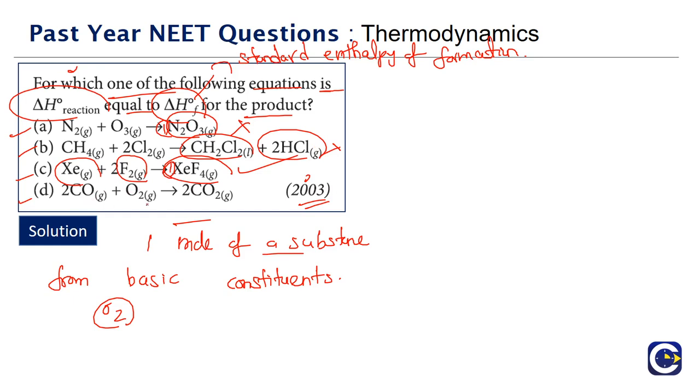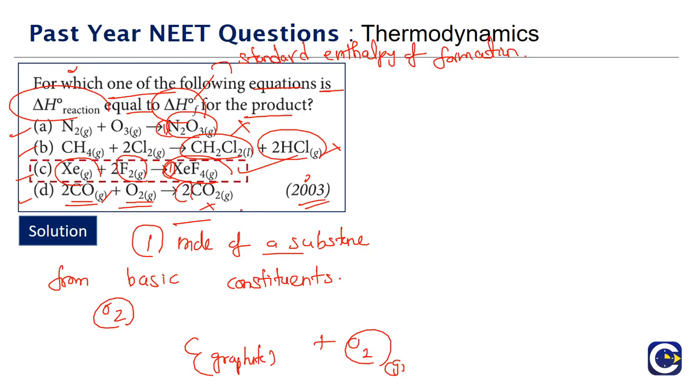Whereas if you go to option D, here we are forming 2 moles of CO2. Why is that wrong? Because we should always have 1 mole of the substance being formed, that too from the basic constituents. For carbon dioxide, the basic constituents will be what? Carbon graphite, and for oxygen it is O2 gas. But here if you look at it, the reactants are carbon monoxide and oxygen gas. So that is also not going to be representing the enthalpy of formation. So what is the correct answer? It is option C. Option C is the equation that represents the enthalpy of formation.